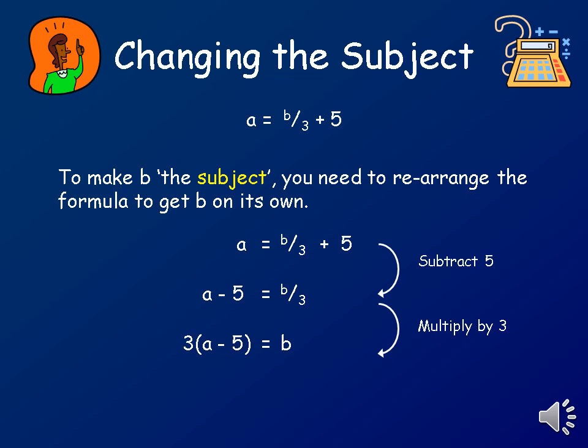So b equals 3 open brackets a minus 5. So we could also write b equals 3a minus 15.